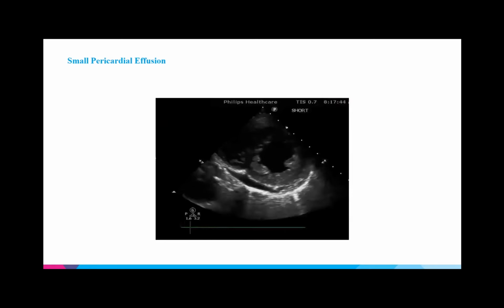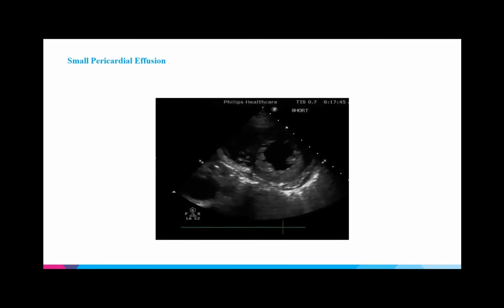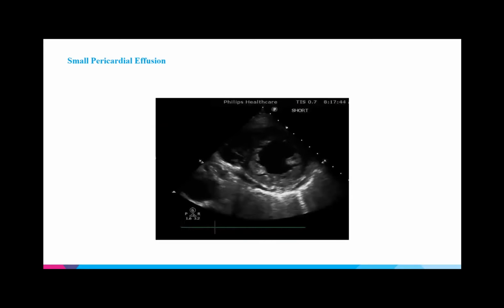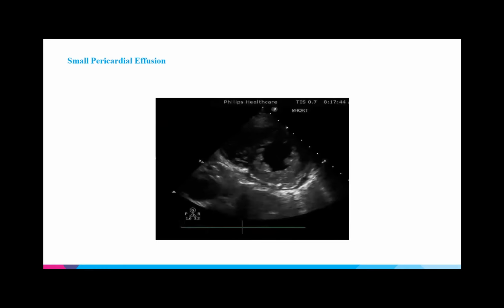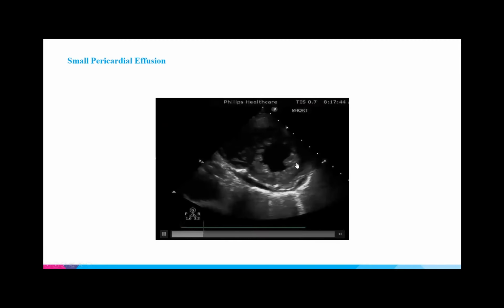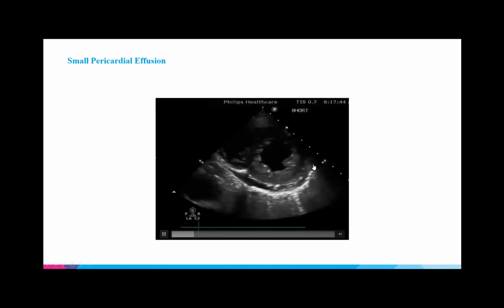Right, so this is another example. What do you guys think here? What view are we looking at? Yep, perfect. So this is the parasternal short axis, right? So you have your left ventricle right here in the center, looks nice and circular. You have your right ventricle up here. And then you can see around the ventricles, there's a rim of dark, which is fluid, which is going to be a small pericardial effusion as well.